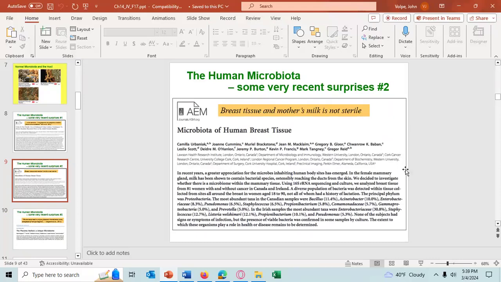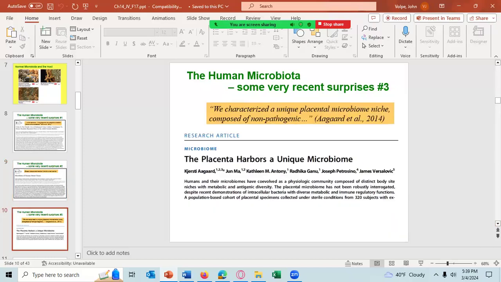Any question about any of that? Most of that bacteria is actually beneficial to the infant when they're getting the bacteria in the mother's milk. I'm not sure why this one was a surprise, because the placenta has a normal microbiota. And if you know anything about the female reproductive system, it is open to the outside. So it's not a surprise to me that the placenta could have microbes in it.